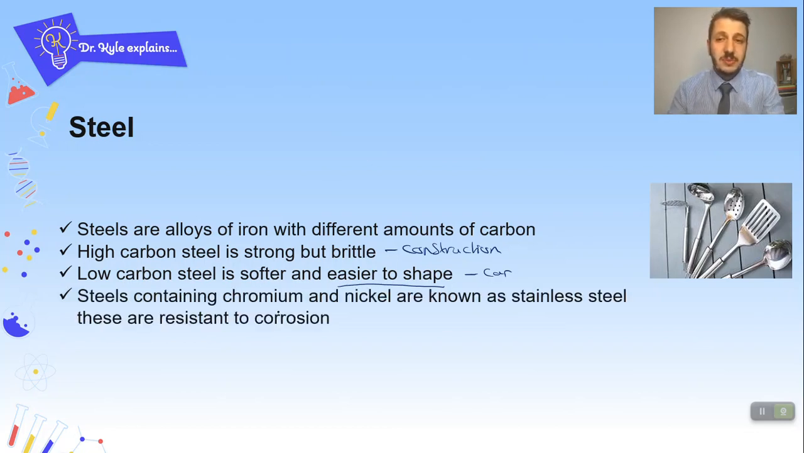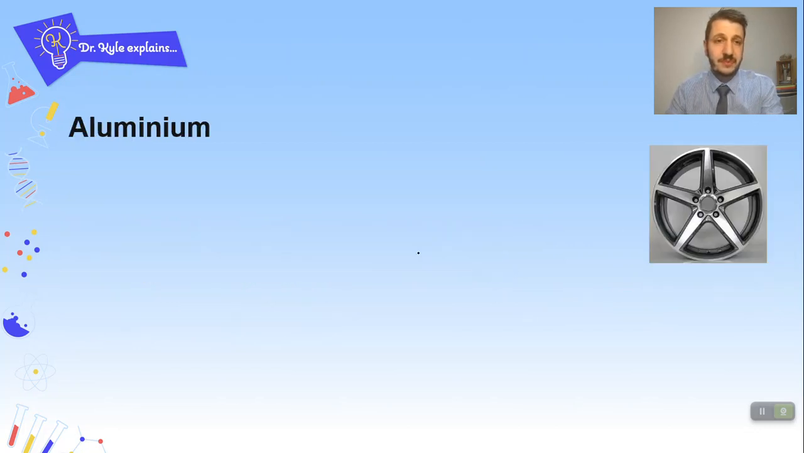Now the last type of steel that you've probably heard of is stainless steel, just down here, and these are the examples just on the side here. So stainless steel is made by adding chromium and nickel, and these make it resistant to corrosion, and it also makes it nice and shiny as well.